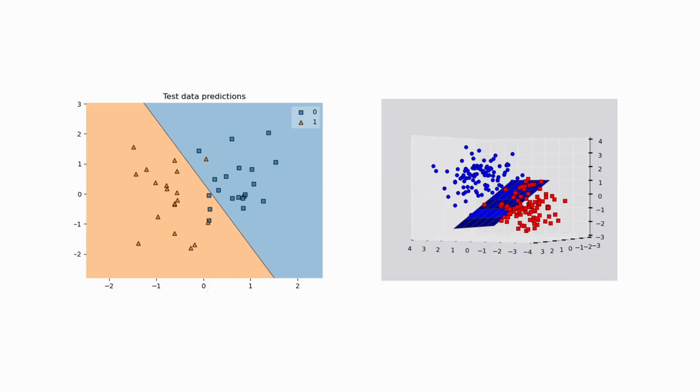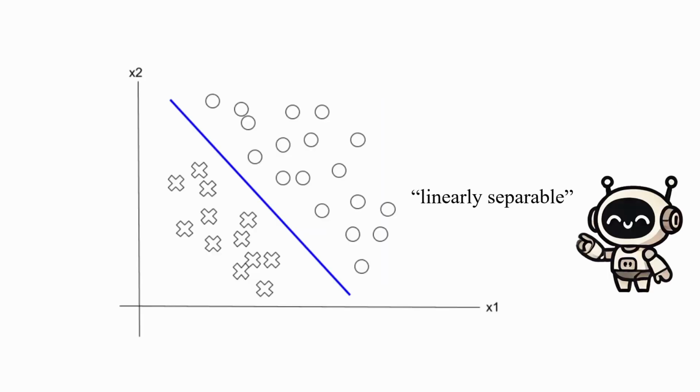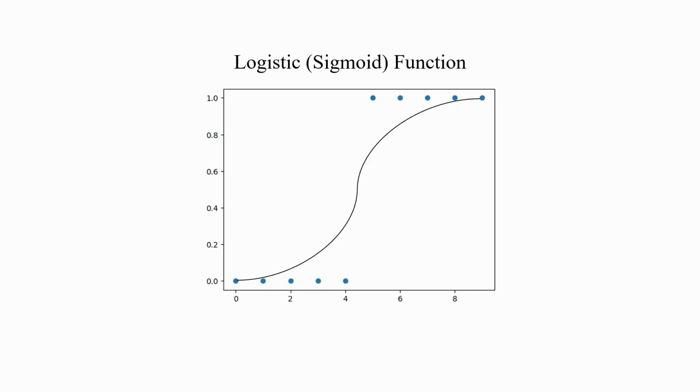If the linear line can perfectly classify the two classes, we call this linearly separable. This will be an important concept to remember. But before I get there, let's go back to our logistic function, and let's think about the logistic function's loss.